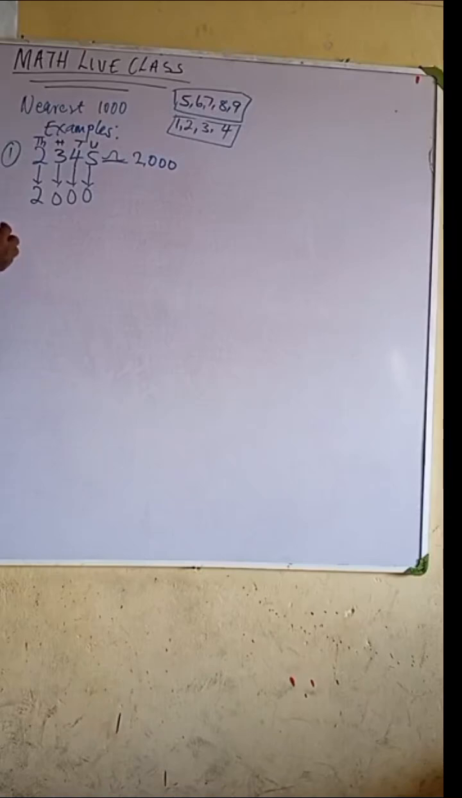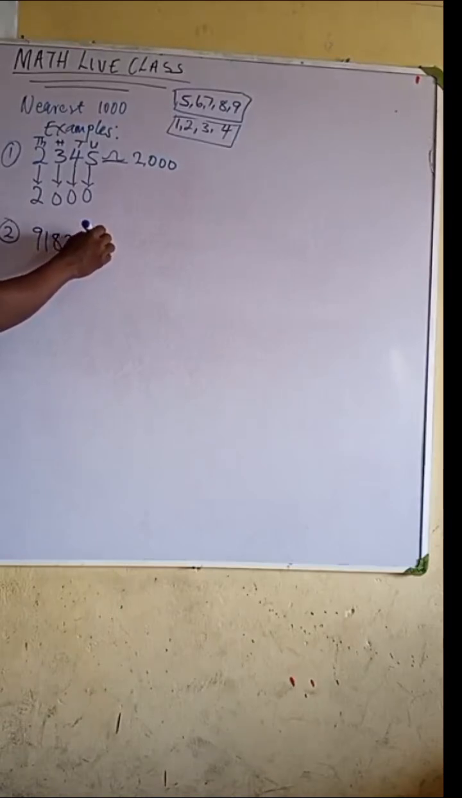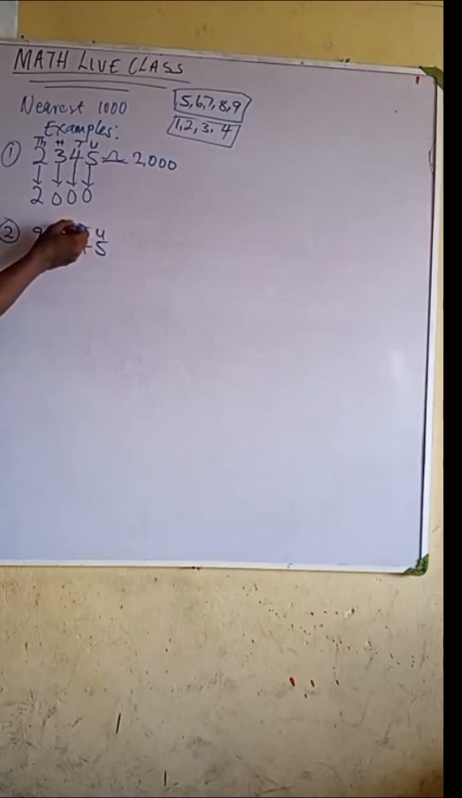Now, let's look at another example. We have here 91825. Forget about the way the numbers are spaced. Just know your place value. This is units, this is tens, this is 100, this is 1,000, this is tens of 1,000. So we are rounding up to what? We are rounding up to 1,000. Don't forget, that's our focus this morning.